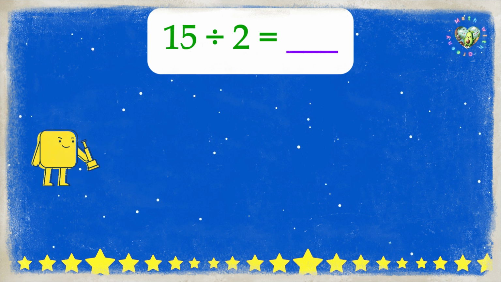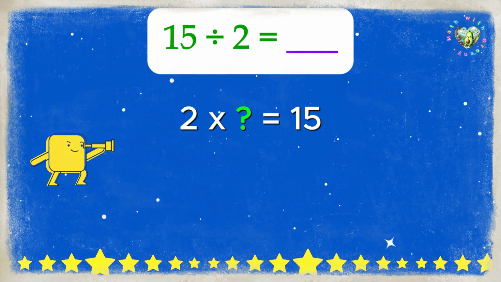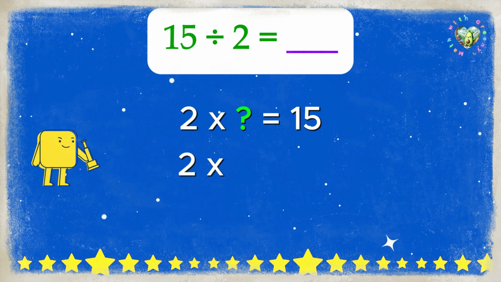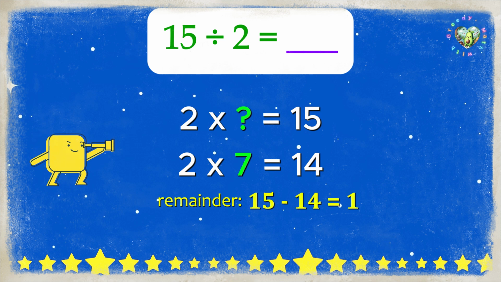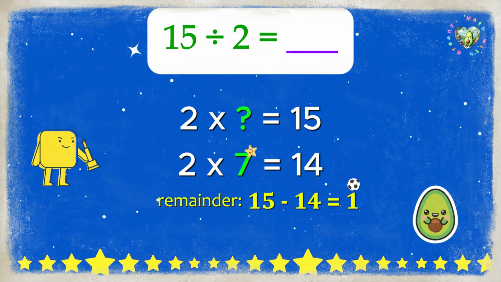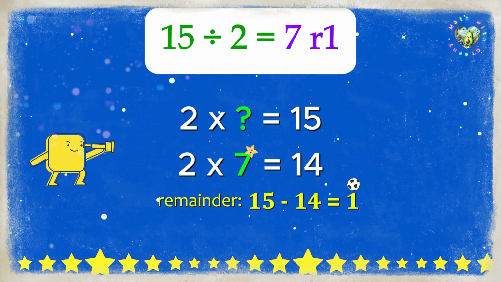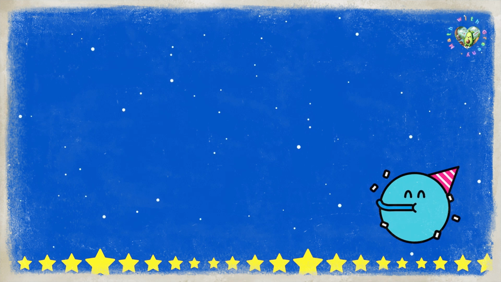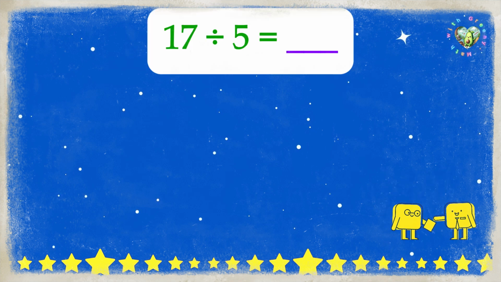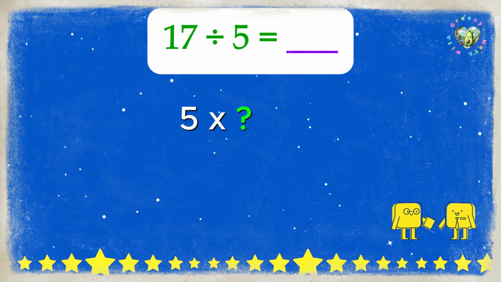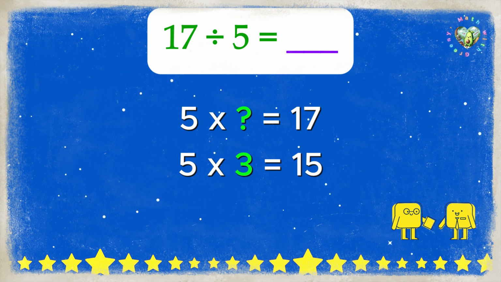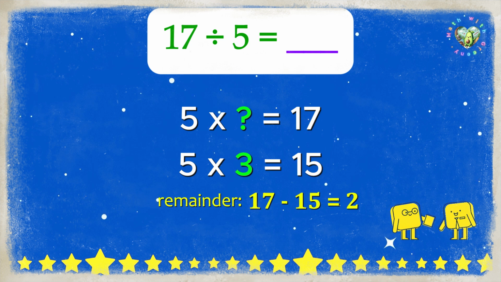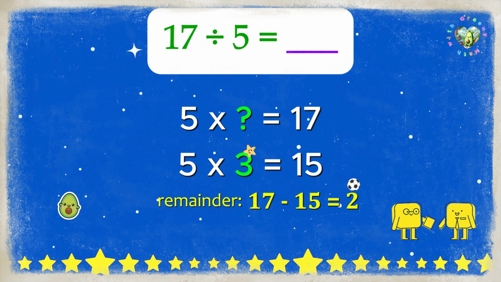15 divided by 2. 15 divided by 2 equals 7 remainder 1. Nice work! Next up, 17 divided by 5. 17 divided by 5 equals 3 remainder 2.